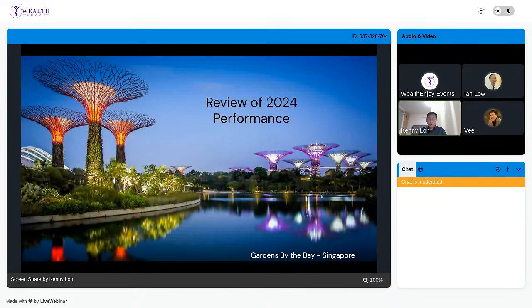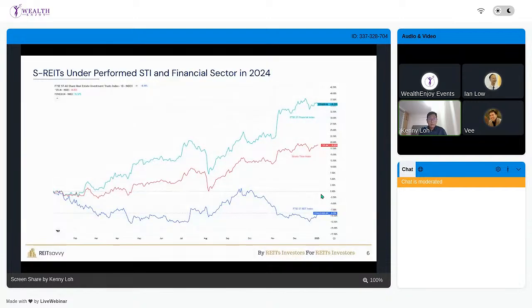Okay, review of 2024 performance. Right, so S-REITs basically underperformed the STI for the whole year in 2024. You can see from this chart itself, the red line represents the STI index. Okay, so the STI has grown about 18% for the whole of 2024.